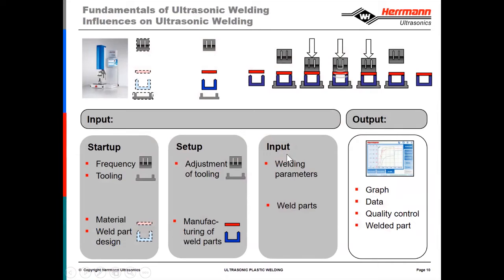And then our input welding parameters, such as, are we going to weld by a collapse? Are we going to weld by an energy, an RPN? And then we weld the parts, and we get an output. Typically, there's either a graph, weld process data, and then we can do our quality control on the welded part, a pull test, a leak test, whatever it might be, to determine whether that part meets our requirements.